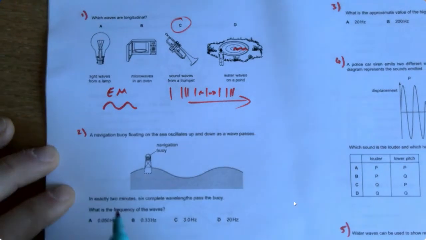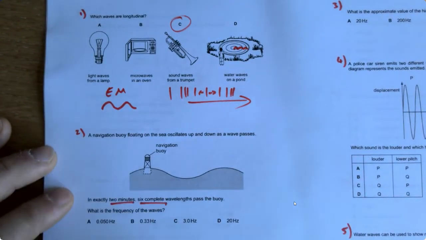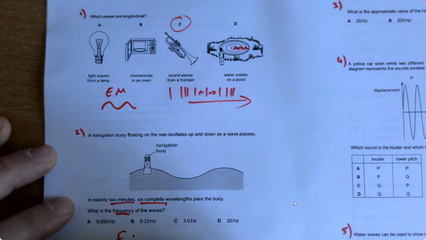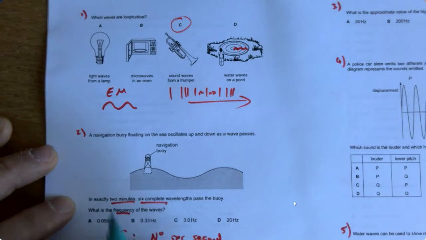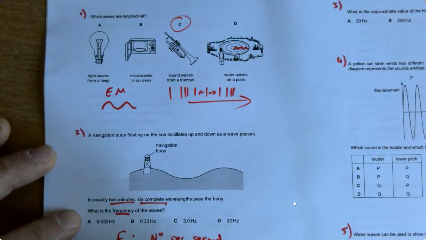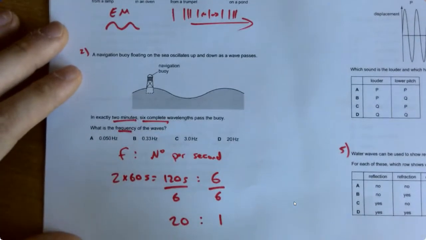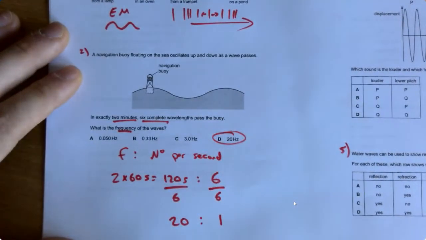Question 2. In exactly 2 minutes, 6 complete wavelengths pass the buoy. What is the frequency of the waves? So frequency is the number of waves per second, in 1 second. So in 2 minutes, we have 6 waves. That's 2 times 60 seconds, which is 120 seconds, and we have 6 waves. So in 1 second, we must have how many? We have 120 over 6, which is 20 waves. So 20 waves per second is this.